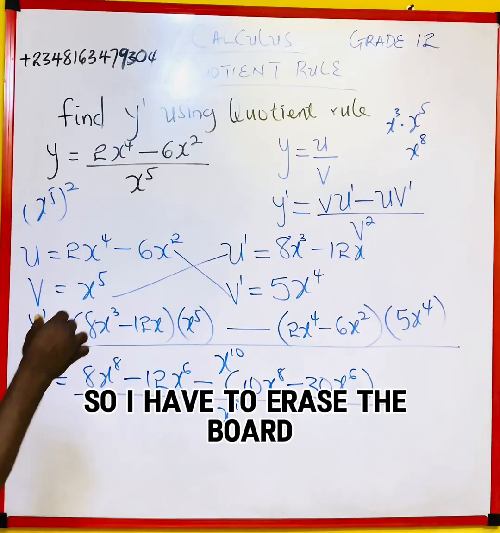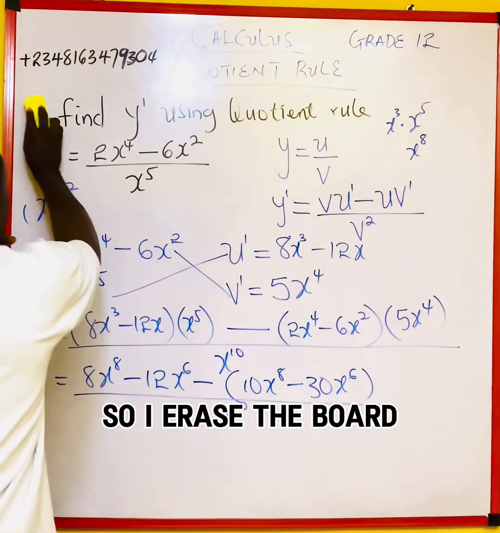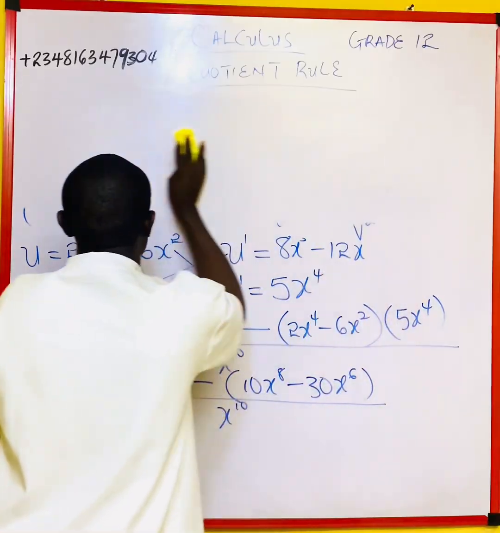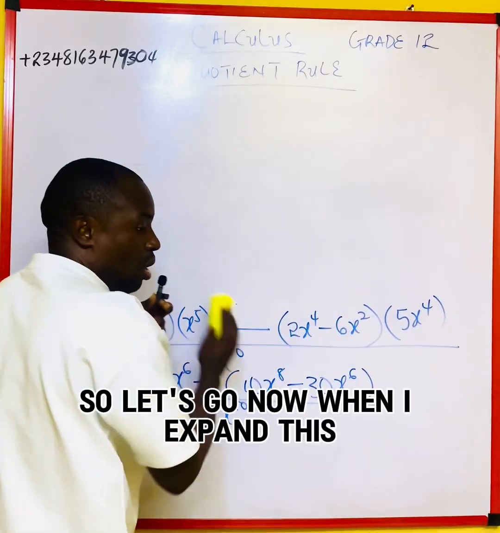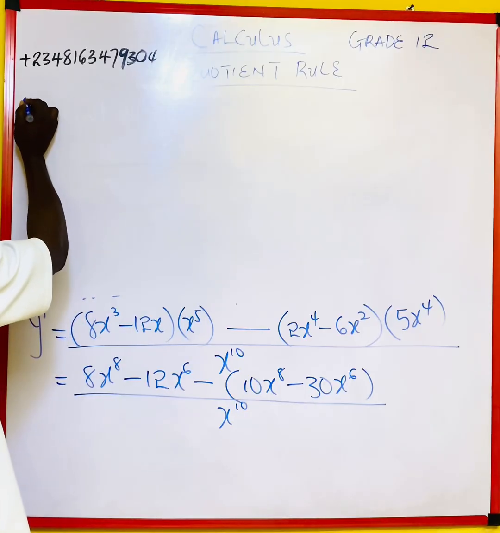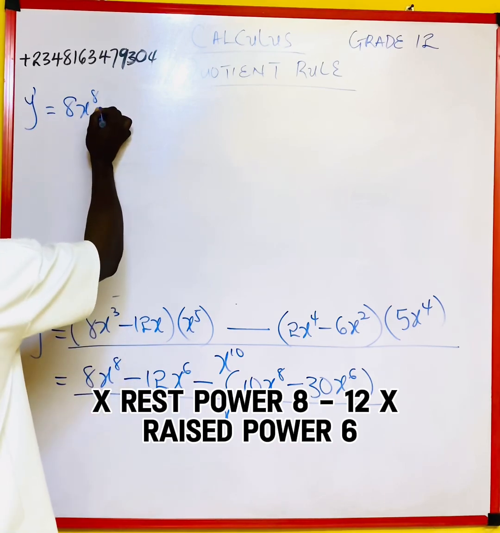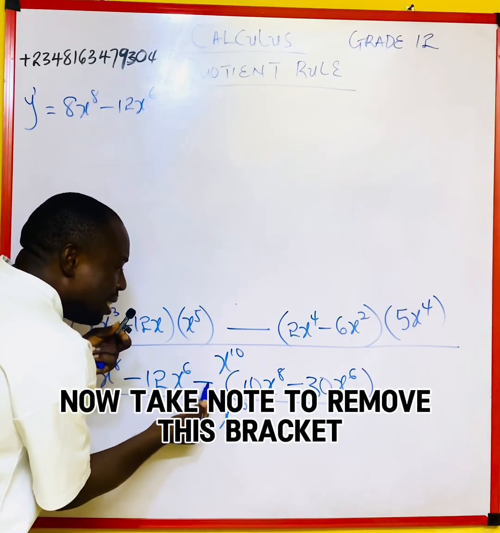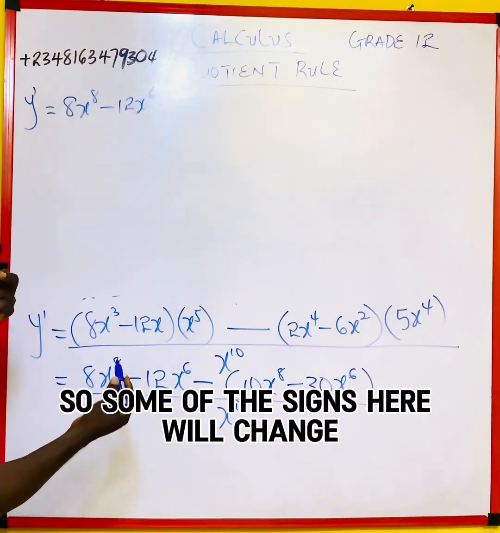So I will have to erase the board so I can create more room to expand this. So let's go. Now when I expand this, I'll be having here 8x raised to the power 8 minus 12x raised to the power 6. Now take note, to remove this bracket, this minus or this negative sign here will multiply everything in this bracket, so some of the signs here will change.